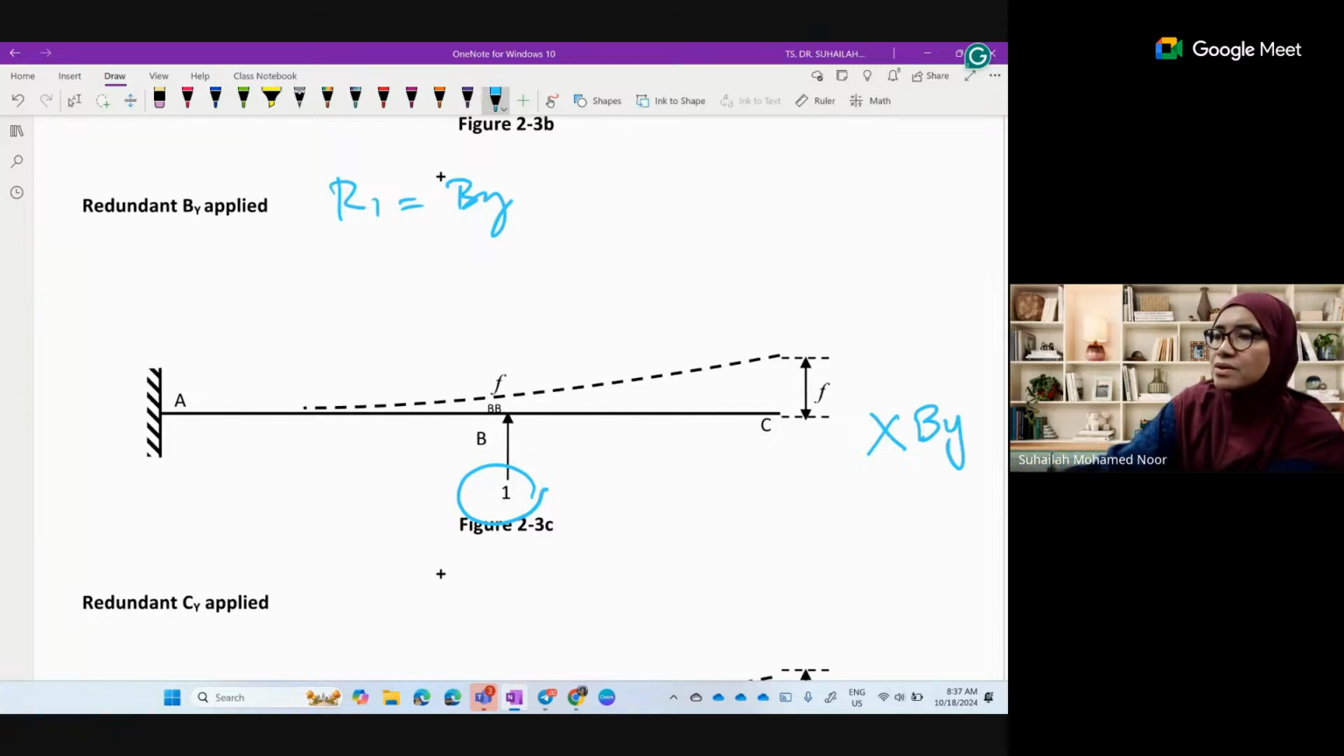A unit value of BY. Asal dia BY, right? So we apply 1 times BY like this. So dia dah jadi macam virtual system, right? But virtual system dia tak ada belakang ni kan? Redundant system dia ada yang belakang tu of BY. Okay, so again a unit value ni is loading.